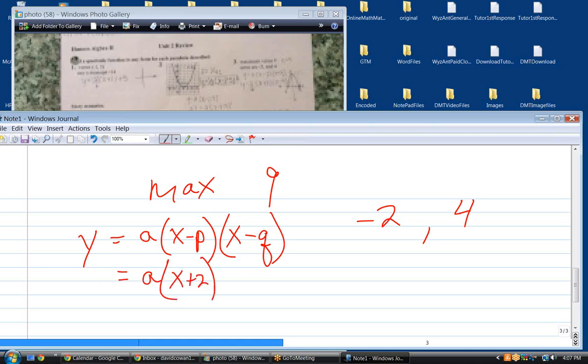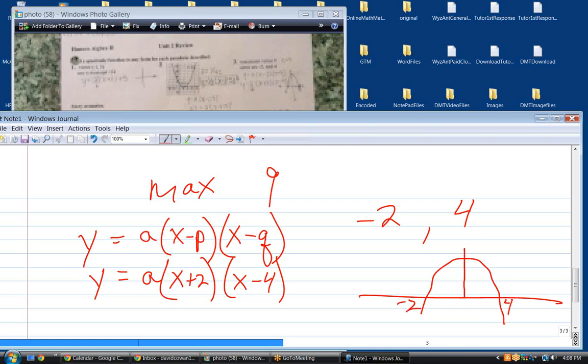So that becomes (x plus 2)(x minus 4), and now we have to solve for A again. So this time, what point are we going to put in for x and y? 0, 9. Well, in this case, since we've started out with the x-intercept format, we actually can use the vertex if we knew both coordinates of the vertex. So do we know both? We know the maximum value is 9, which means it's a parabola that looks like that. And this point is -2, and this point's 4. So what is the vertex? Oh, it's 1, 9. Yeah, very good.